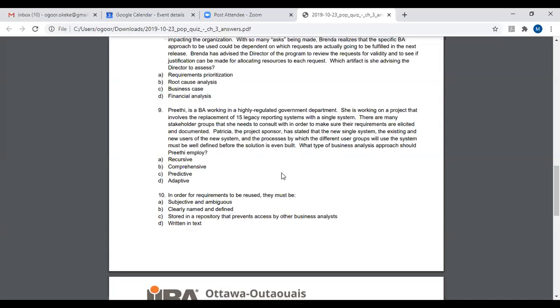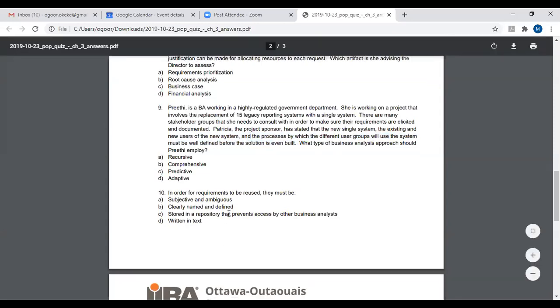Adaptive, predictive. It must be well defined before the solution is built. The end must be known before you start. Yes, it's a predictive approach. Yeah, okay, I think so too. Is there anybody with a different opinion? Okay, so we'll go with predictive.